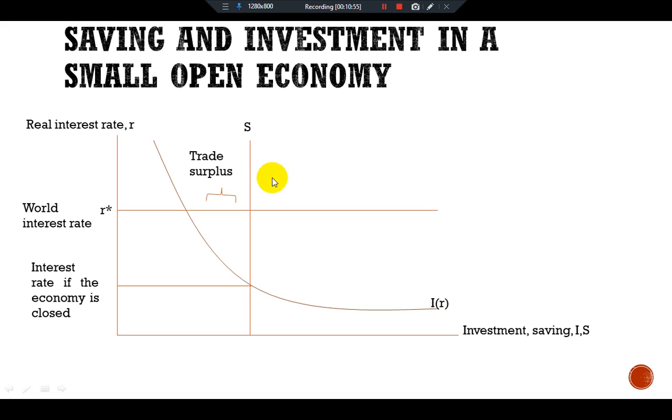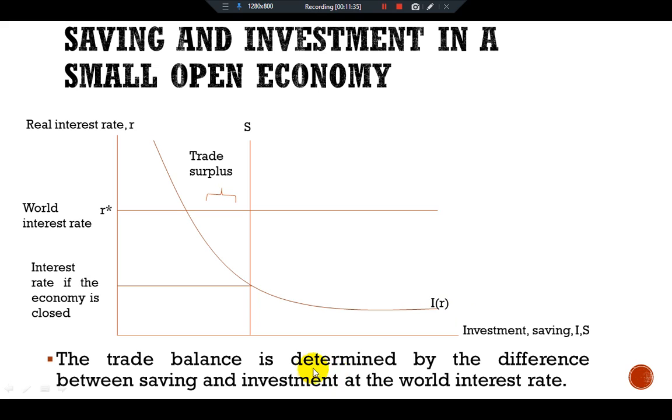So here we have shown that in a closed economy the real interest rate adjusts to equilibrate saving and investment. In a small open economy, the interest rate is determined in the world financial market. The difference between saving and investment determines the trade balance. Here there is a trade surplus because at the world interest rate saving exceeds investment. This is our investment function, because we know that investment is negatively related to the real interest rate.